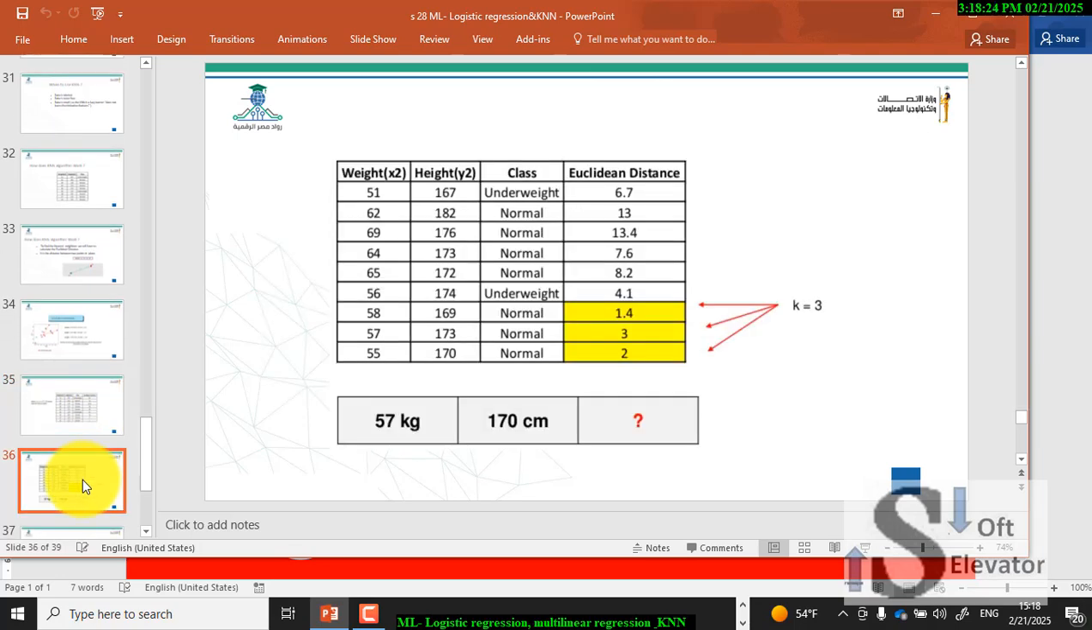So if K equals 3, the nearest are approximately 1.4 with 3 and 2, and this is normal weight. So here this is normal, so this point is near those ones, by Euclidean distance. Okay.